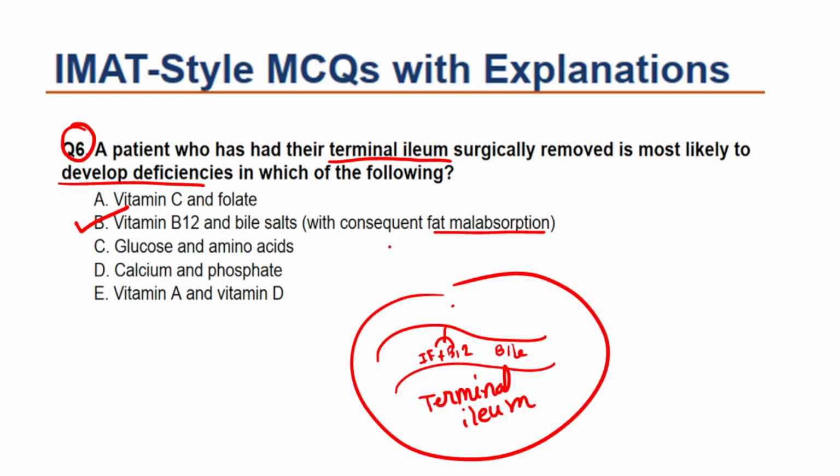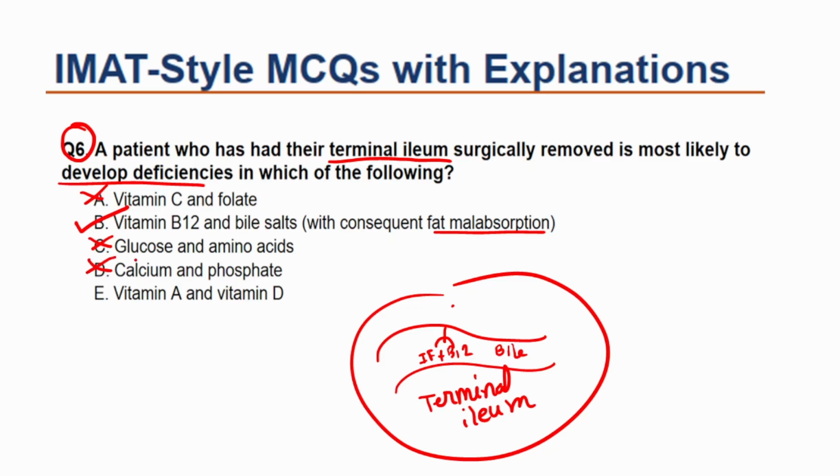Dismantling the incorrect options highlights the functional division of labor across the intestinal length. Option A is incorrect because vitamin C and folate are water-soluble vitamins that are absorbed efficiently within the upstream segments of the jejunum. Option C is incorrect because glucose and amino acids are rapidly cleared in the upper tract, relying on the extensive surface area and tall villi of the jejunum.